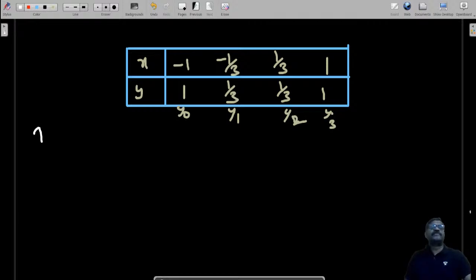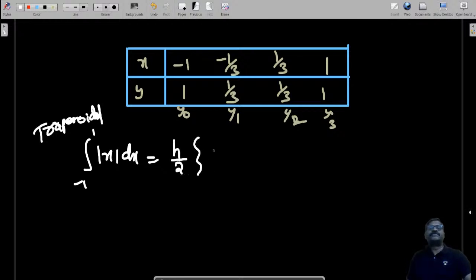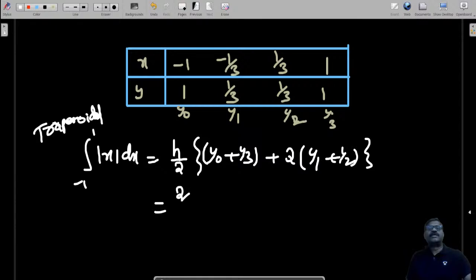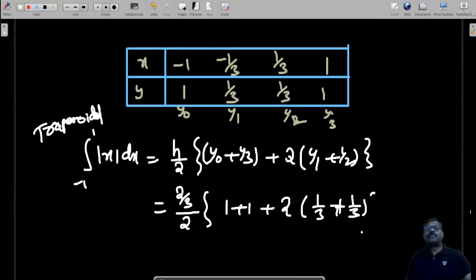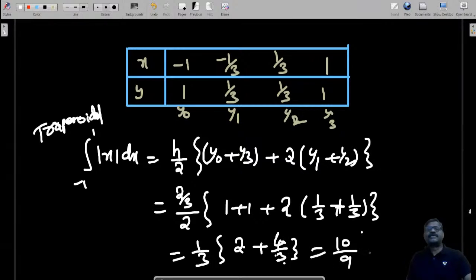We have to apply the trapezoidal rule. Integral minus 1 to 1 of mod x dx is h by 2 of y0 plus y3 plus 2 into y1 plus y2, that is 2 by 3, the h value, by 2 of 1 plus 1 plus 2 times of 1 by 3 plus 1 by 3. 2 by 3 by 2 is 1 by 3. 2 plus 1 by 3 plus 1 by 3, 2 by 3, 2 by 3 into 2, 4 by 3. 3 into 2 is 6, 6 plus 4, 10. 10 by 9, 1.1111. That is the answer. Understood?